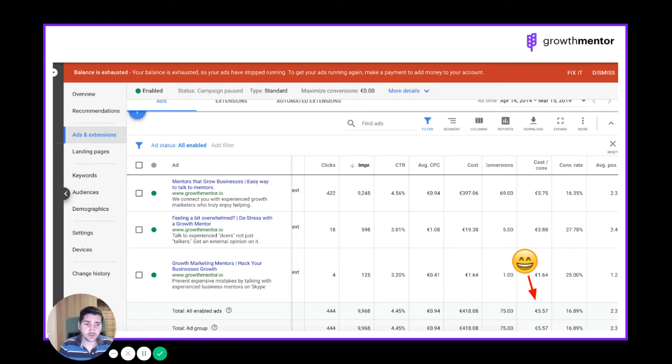But if your conversion rates are good, which thankfully I had a 16.89% conversion rate on this campaign, then great, you're one step closer to validating your startup idea. So in this case, I spent €418, got 75 conversions on that lead form, for a total cost per lead of €5.57, which was better than my expectations.